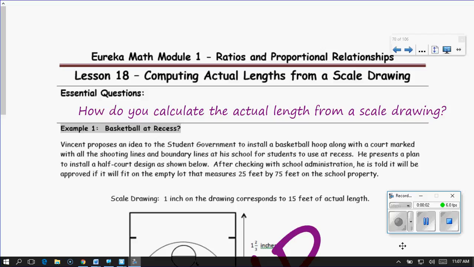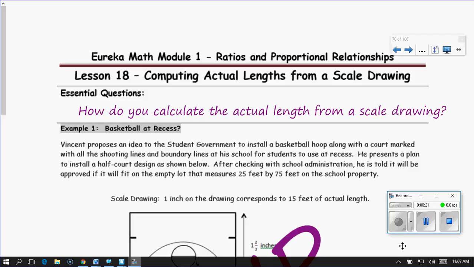Hi everybody, this is going to be lessons 18 and 19 together. We're just picking out a few things from each of them. Scale drawings are proportionality in real life. So what we're going to do is just pick out a couple things to do from lessons 18 and 19, and then you know that we're working on our scale drawing project all next week.